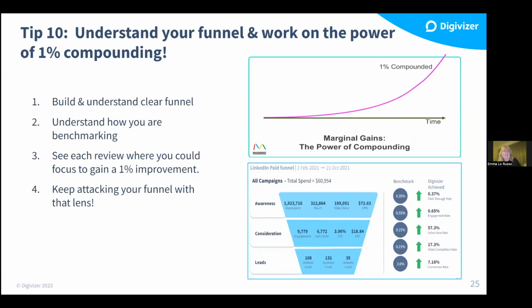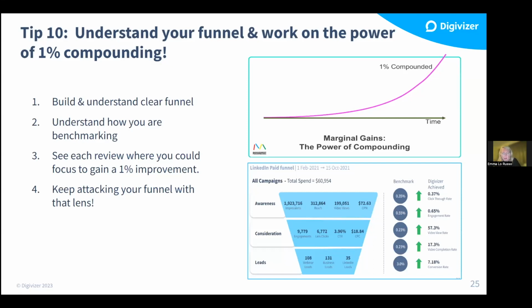Understand your funnel and work on the power of 1% compounding. So if you take all that data and see it, like what's awareness, consideration, leads that we talked about, then actually review where you can make that incremental improvement. So I want to move this piece, like the consideration, from 3% to 4%.